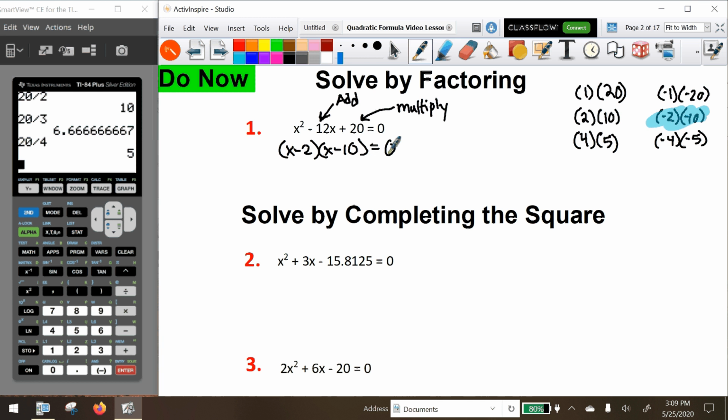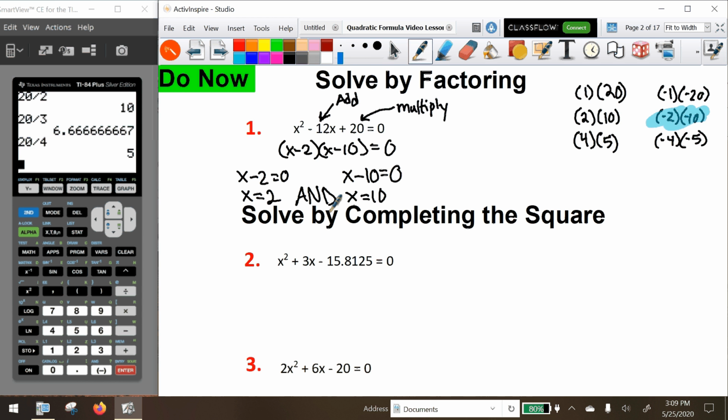So we just factored this, and now since this times this equals 0, we can say that one or perhaps both of them equal 0. That's called the zero product property. We're going to equate each one of these binomials to 0 and then solve from there. Adding 2 gives us x equals 2. Adding 10 gives us x equals 10. So our quadratic equation has two answers. x is equal to positive 2 and x is equal to positive 10.